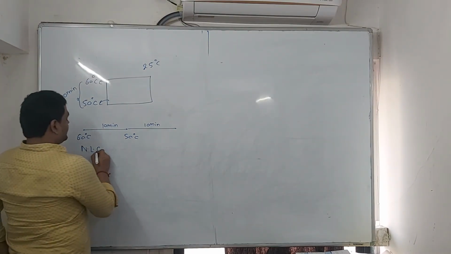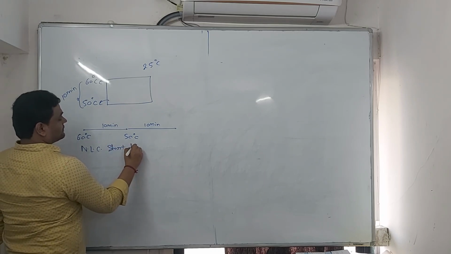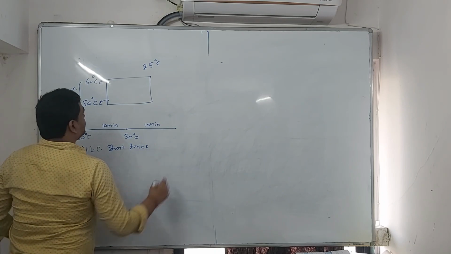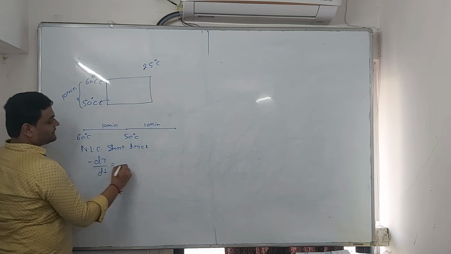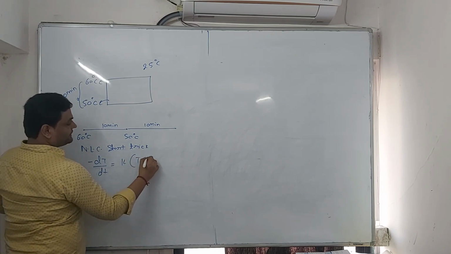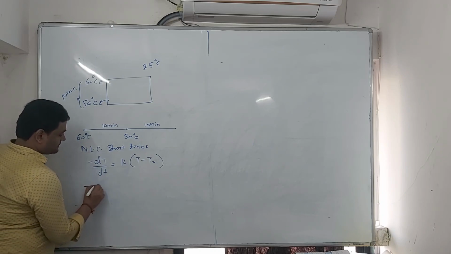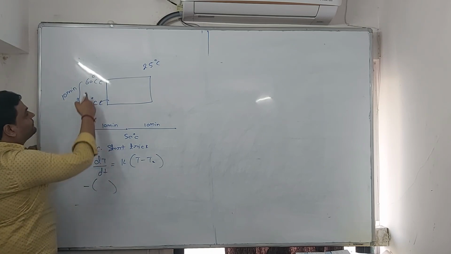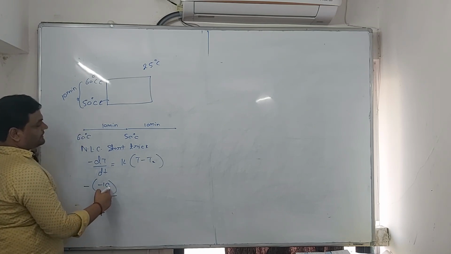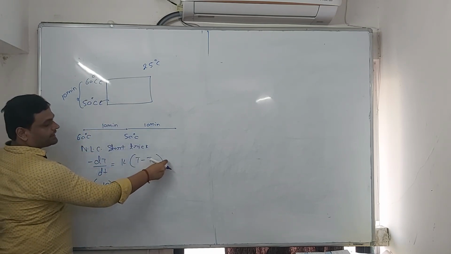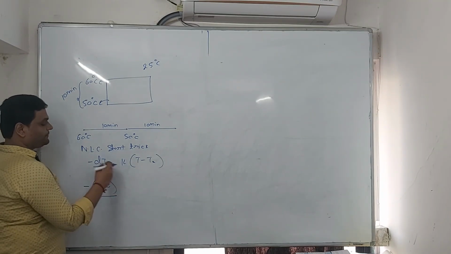Now, in the case of Newton's law of cooling and applying the short trick, see, minus dT by dt is equal to k (T minus T naught). What can I write here? Minus dT is 50 minus 60, minus 10. Let us keep it in degrees centigrade, because the degree centigrade here also cancels out, so we don't need to convert it into Kelvin.